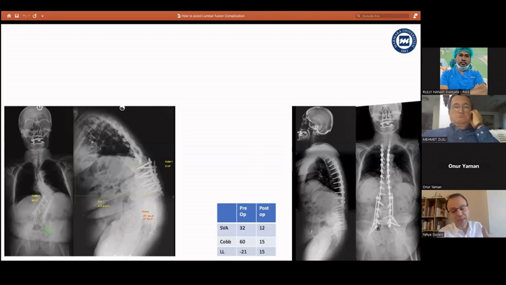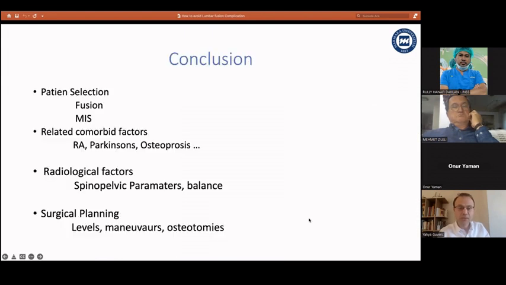There is no pain after operations, but again, he has some coronal imbalance, minimal coronal imbalance, but he can walk easily now. And as a conclusion, patient selection is very important because Professor Zileli and Professor Richards say for minimal invasive surgery and fusions, it is very, very important. And I think one step is patient selection. If we select wrong patients, we can see complications, fusion complications easily.